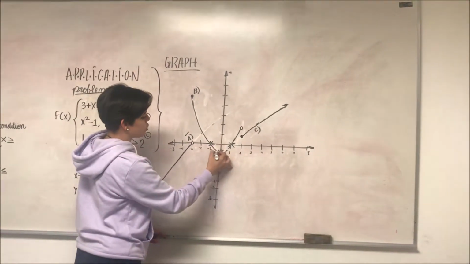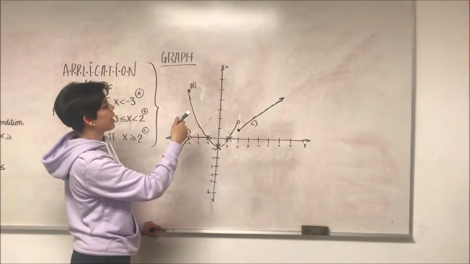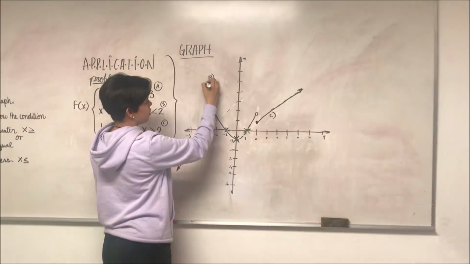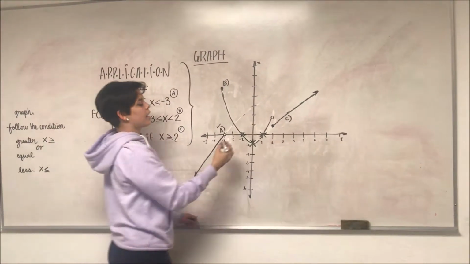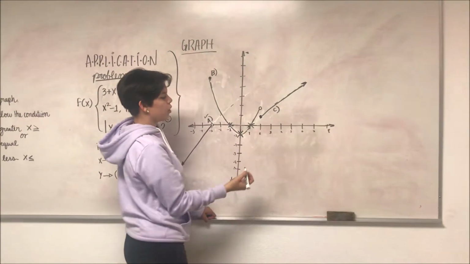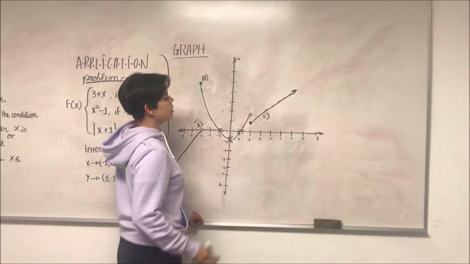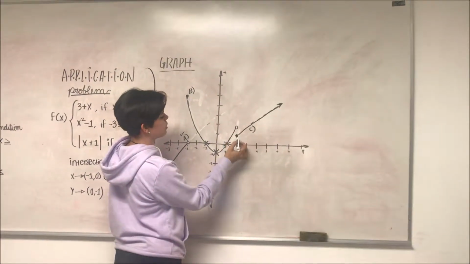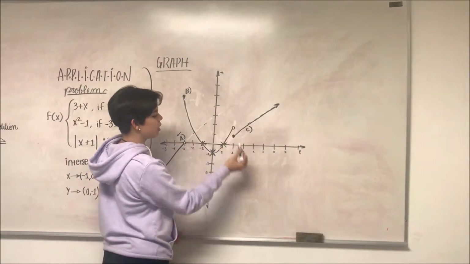And it continues from here, but it says we have to stop and it has to include the point minus 3. So we stop here and we put the solid dot. And it says that it doesn't have to go further than positive 2. So we identify positive 2 and we have an empty dot here.